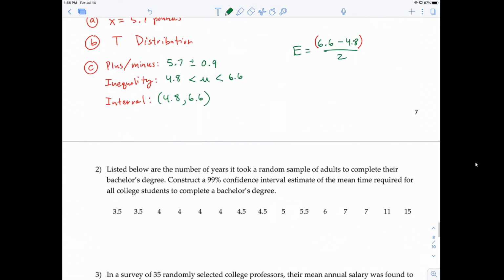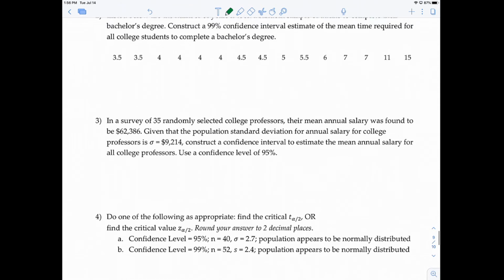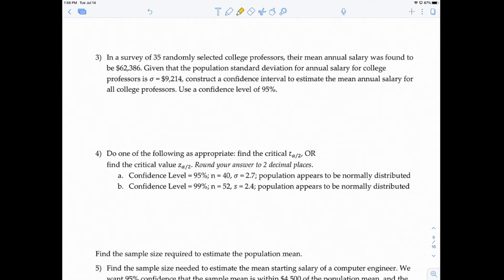All right, let's go ahead and take a look at another problem. So before we look at number 2, let's look at number 3. Number 3 says, in a survey of 35 randomly selected college professors, their mean annual salary was found to be $62,386. Given that the population standard deviation for annual salary for college professors is sigma equals 9,214, construct a confidence interval to estimate the mean annual salary for all college professors. Use a confidence level of 95%.